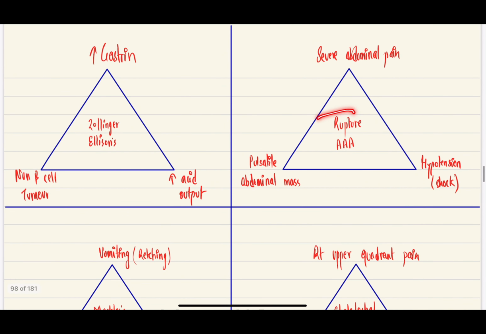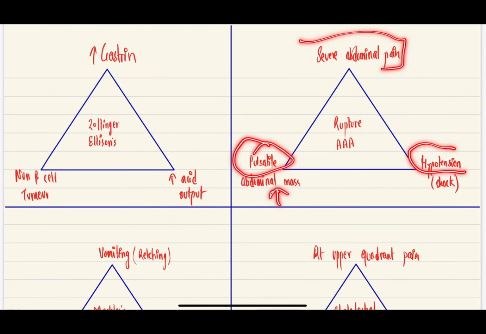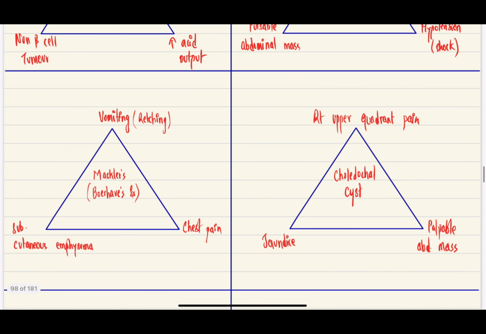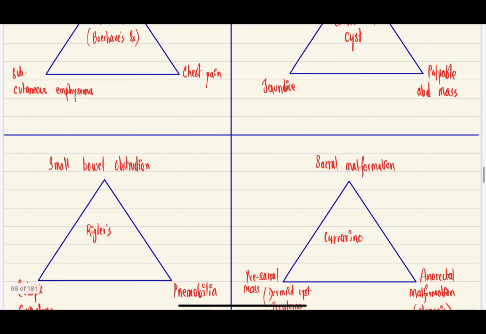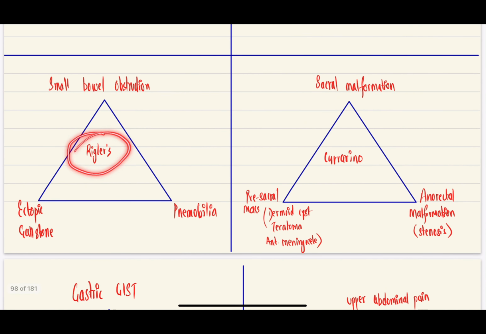We have the triad for ruptured abdominal aortic aneurysm: severe abdominal pain, pulsatile abdominal mass, and hypotension. We have Mackler's triad for Boerhaave syndrome: vomiting, retching type of vomiting, subcutaneous emphysema, and chest pain. We have choledochal cyst, which consists of right upper quadrant pain, jaundice, and palpable abdominal mass. We have Rigler's triad for small bowel obstruction: ectopic gallstone and pneumobilia.